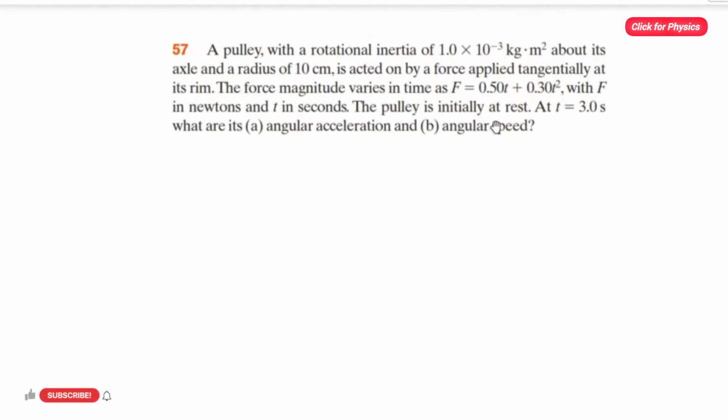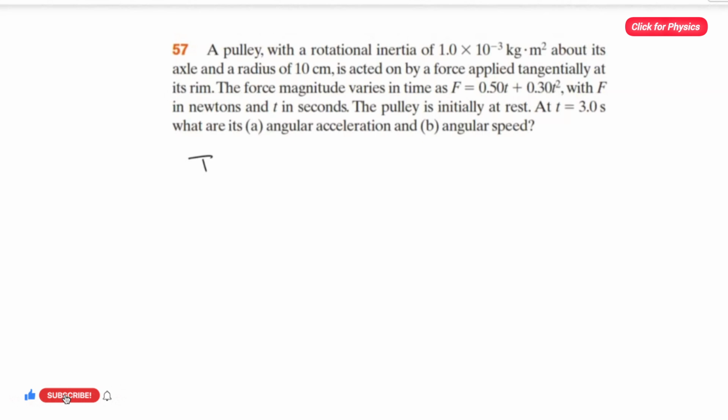The pulley is initially at rest. At time t = 3 seconds, what is its angular acceleration and what is its angular speed? So we have to find the value of alpha, and we have to find the answer for omega. First of all, let's write the given first. So what is given in the question?